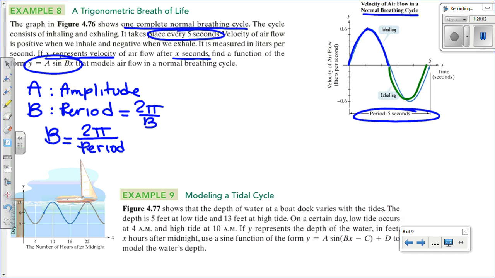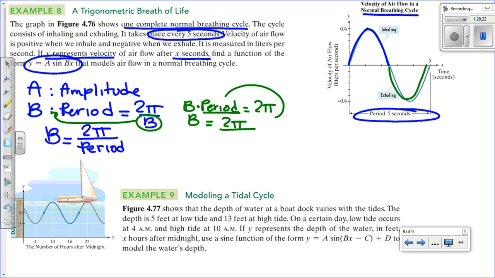Okay, if you don't know how I got to this part, let me show you. What I did is I took this B across. If I do that, it will be B times the period equal to 2 pi. And then to solve for B, the period is multiplying B, so I move it across, and it will be dividing. And that's how we're going to find B, by taking the 2 pi, the period of a regular sine function, and dividing it by the actual period of this function, which happens to be 5 seconds.